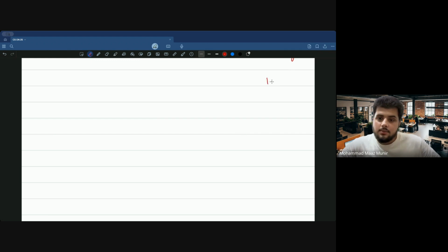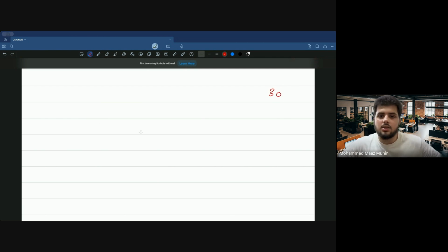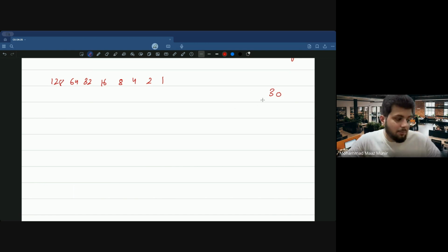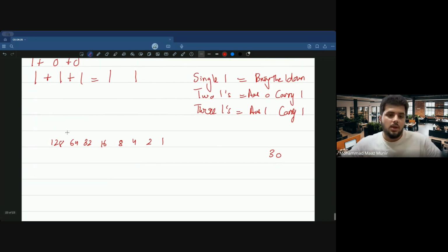So let's make a number, not 16, something big. Let's take 30. Okay, so 1 2 4 8 16 32 64 128. So how will I be writing 30 in binary? Writing it upwards: 128 64 32 16 8 4 2 1. We need to make 30. So 0 0 0. 16 plus 8 is what? It's 24. 24 plus 4 is what? 28. 28 plus 2 is what? 30. So we get this as 30.